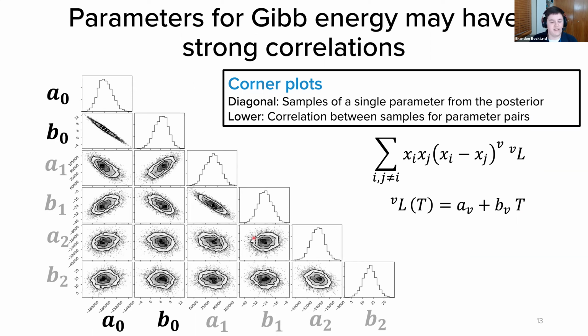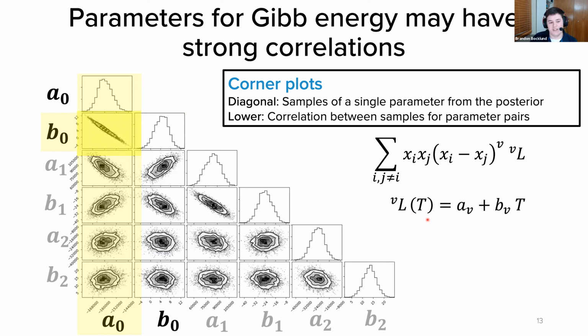And so this on the left is a real example of these different CALPHAD parameters in an actual model. And so what this is telling you is along the diagonal here are the probability distributions for each parameter. And so here is the probability distribution or the histogram of values for A0, B0, A1, B1, and so on. And then under the diagonal are the covariances between them. And so this block here is the covariance or the correlation between B0 and A0. And so we can see that they're very tightly correlated.